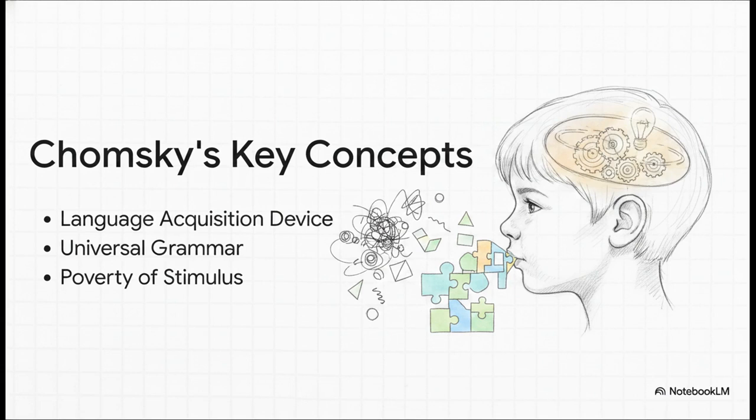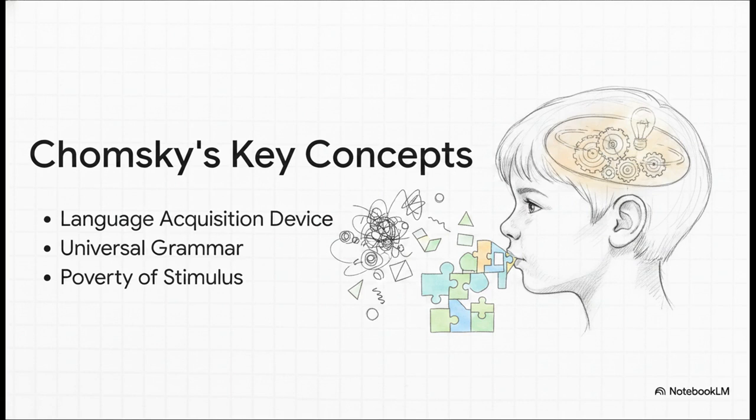To explain this miracle, Chomsky heavily challenged the behaviorist idea that language is learned purely through imitation. He proposed that we are actually born with a language acquisition device, or LAD. It's an innate biological capacity for language. He argued for universal grammar, the idea that all human languages share a common underlying structure. But his most powerful argument is the poverty of the stimulus.